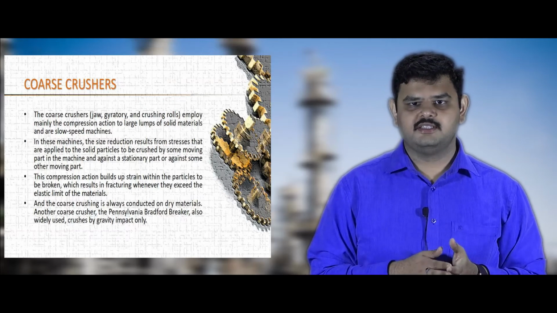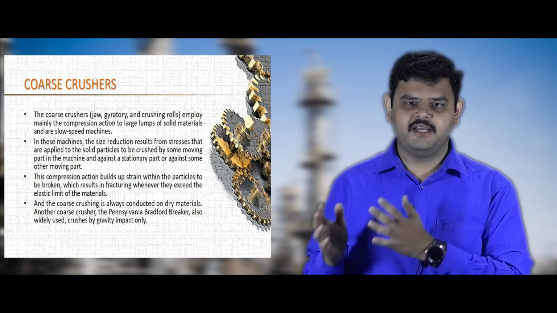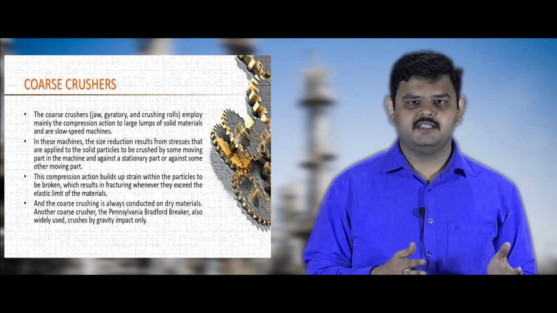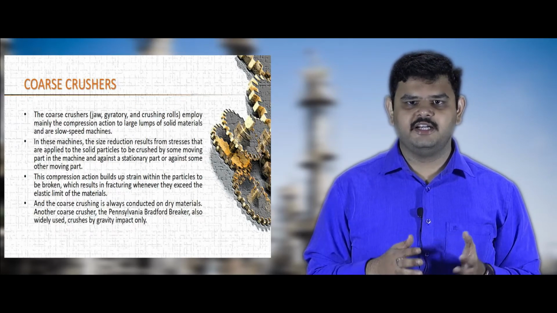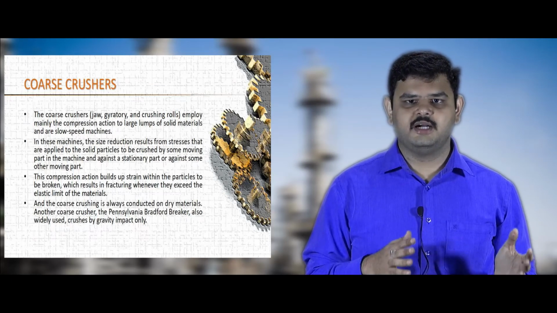Now we move on to the coarse crushers. As the name suggests, the crushers are used for size reducing the coarse particles from the mines or ores. The coarse crushers are gyratory crushers or jaw crushers. The coarse crushers are slowly operating and then reducing the coarse particles. The coarse crushers are using the compression force.